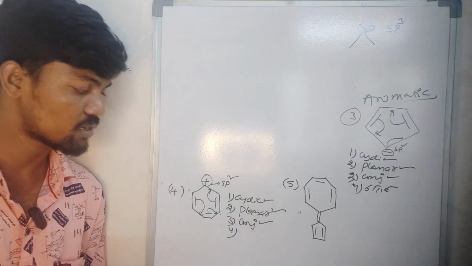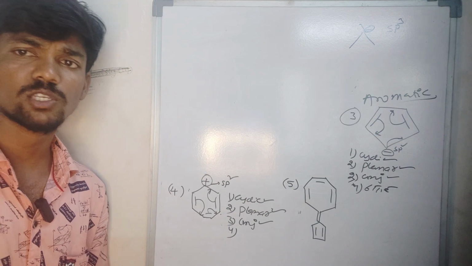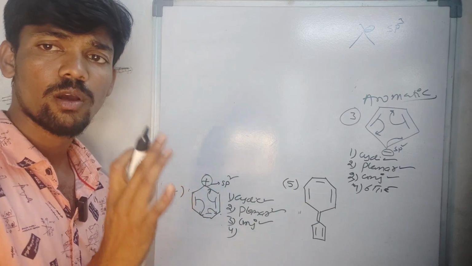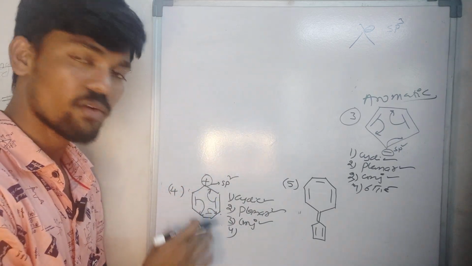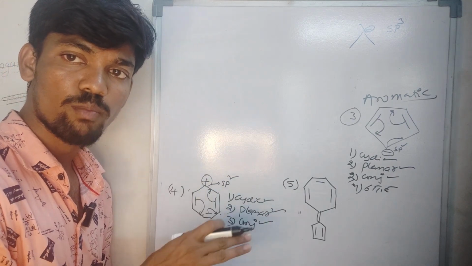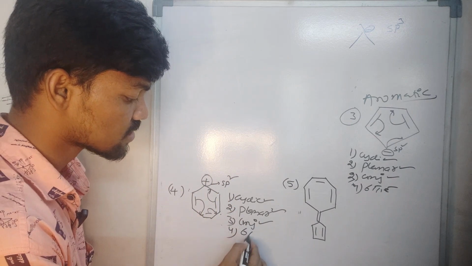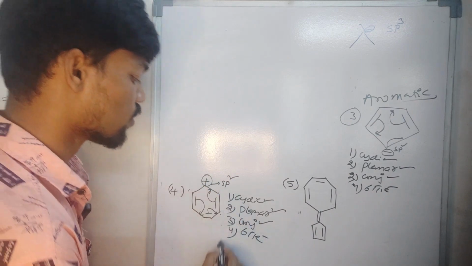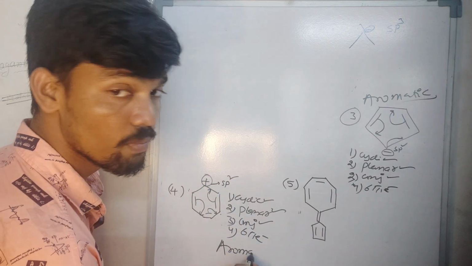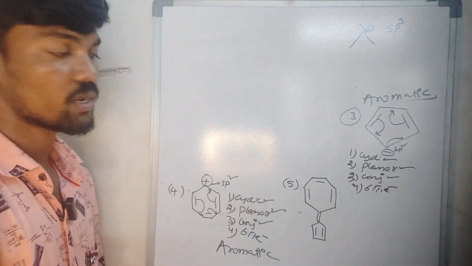So how many electrons are there? 6 pi electrons. Don't consider positive as a pi bond. Whatever it may be in the ring, we have to consider only pi bonds and minus charges. So totally 6 pi electrons, 6 pi electrons for an aromatic compound. Aromatic compound. Next, come to this one.